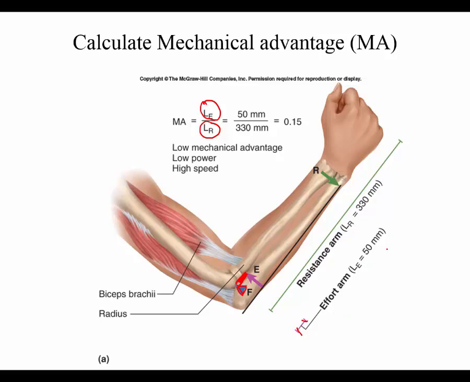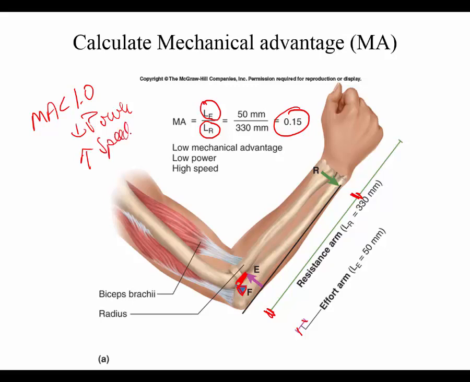And let's just say it's 50 millimeters. The length of my resistance arm, you always measure from the fulcrum, is from the fulcrum to your load or resistance right there. That's the length of my resistance arm. So what I do is I take LE, which is 50, over LR, which is 330, and I get 0.15. Well, remember what I said to you before. If a mechanical advantage is less than 1, then you have low power, but you have high speed.